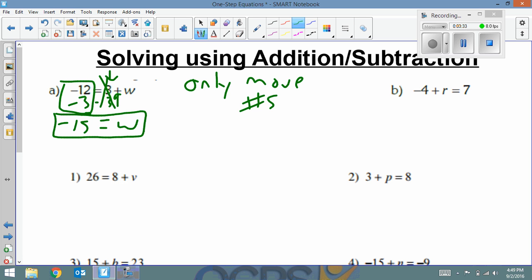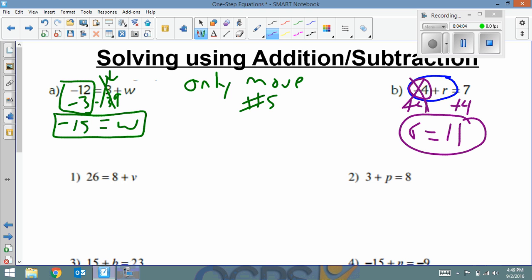Okay, let's try another one. Again, we got to find our letter. So our letter is on this side. And we got to look at the number itself. Currently this number is negative 4. What's the opposite of being negative 4? The opposite is being positive 4. And whatever I do to one side, I have to do to the other. So that's going to cancel those 4's out. So I'm going to get r is equal to, well, 7 plus 4, that's 11. So r is 11.